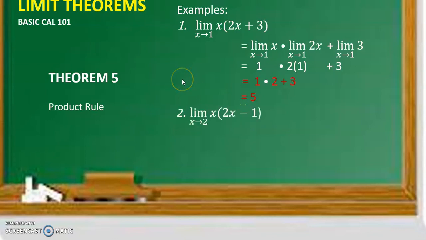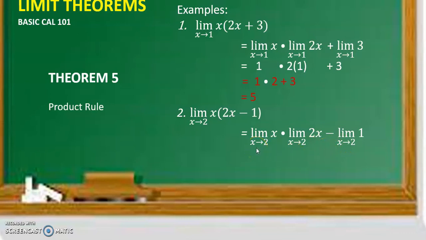Okay? So, another example. Let's say the limit of x times the quantity 2x minus 1 when x approaches 2. So, paano natin yung gagawin? So, walang problema. Iwahiwalayin lang natin. Yung una, limit of x when x approaches 2, then multiply by limit nung nasa loob. Then, limit of 2x when x approaches 2. And then, itong limit ng constant. So, yan na yung ating magiging statement yan.